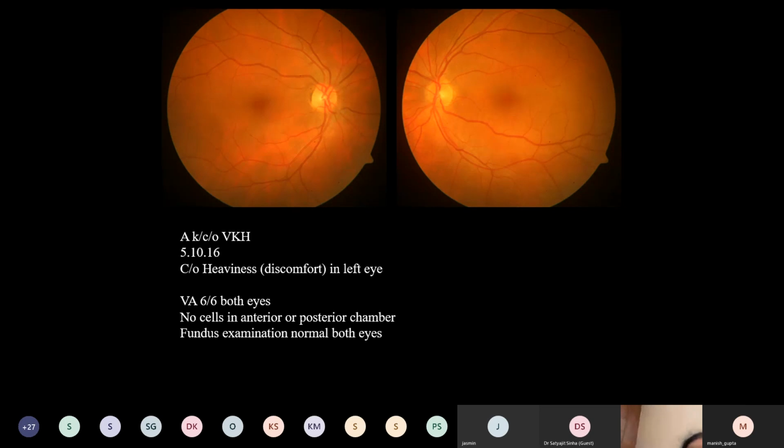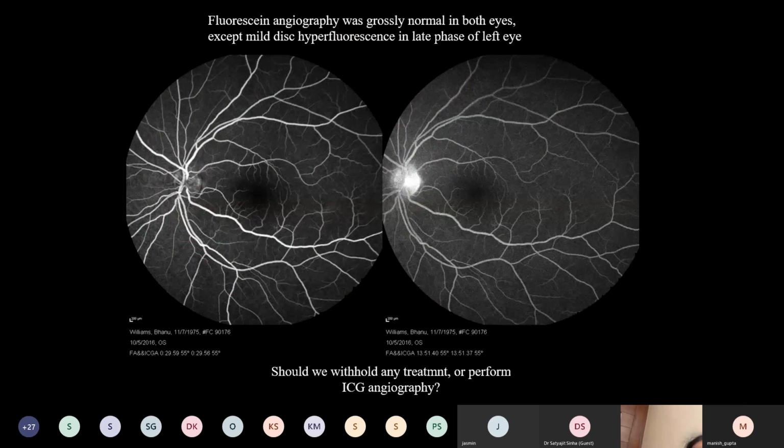I mean, she took the treatment somewhere else and she comes for a regular visit to us. And you see that her vision is 6/6. She just says, I'm having heaviness in the left eye. Clinically, there was nothing. Fundus was normal. We did the fluorescein, and we just found that there was some leak at the disc. That means there is some inflammatory component in the eye, but where? Because fluorescein did not give us any granulomas or any subretinal fluid.